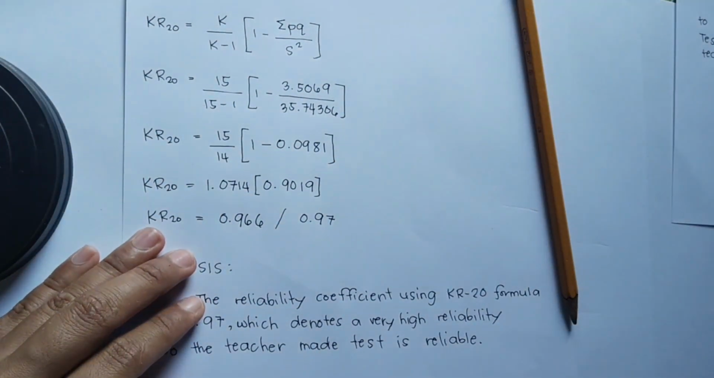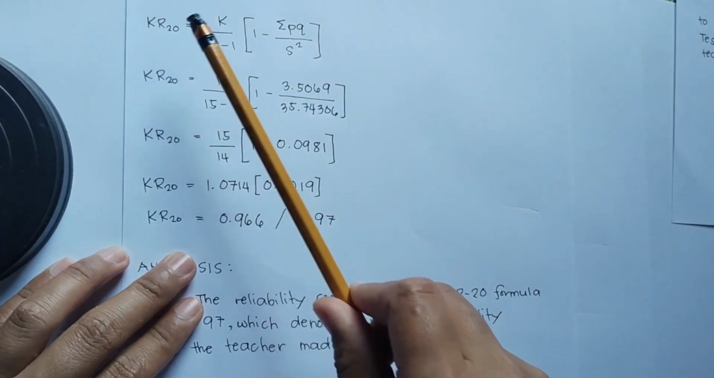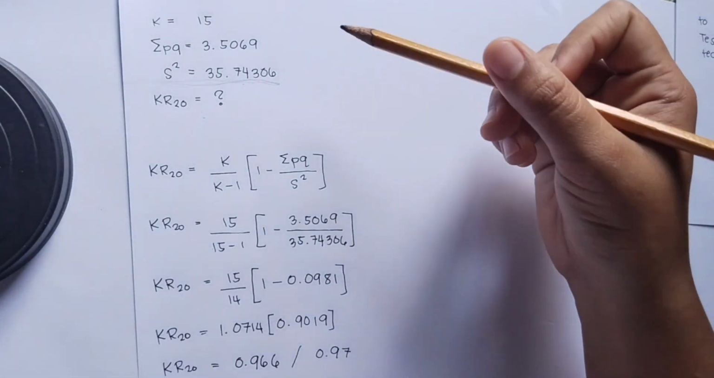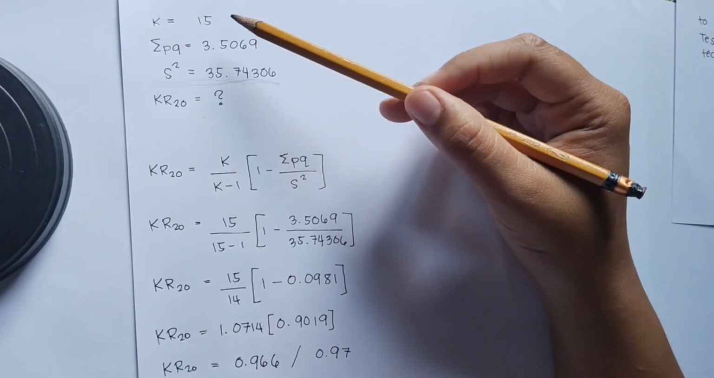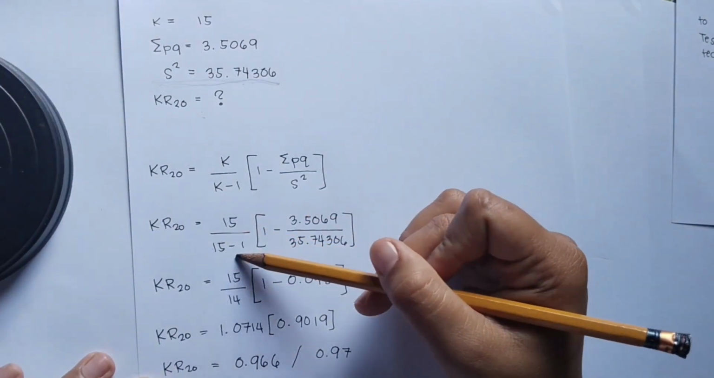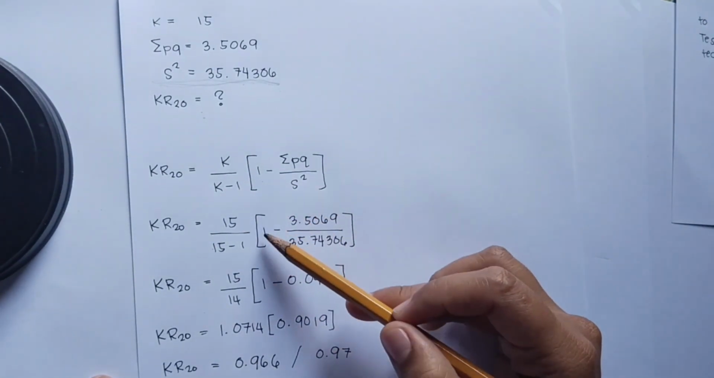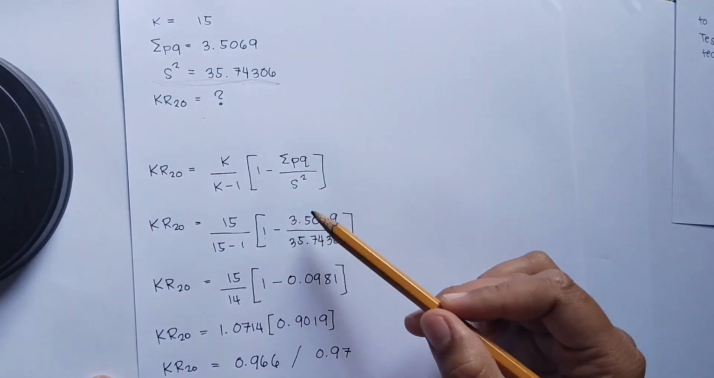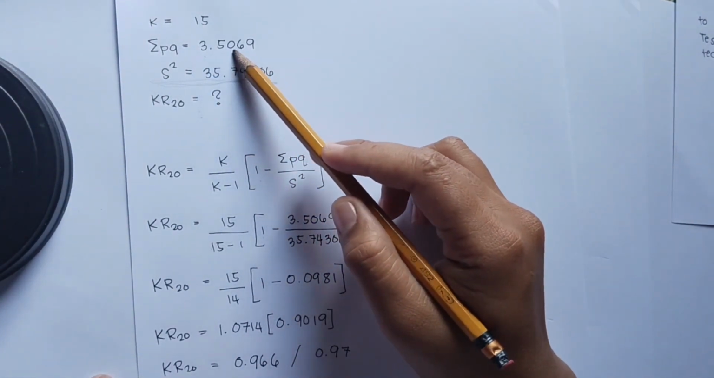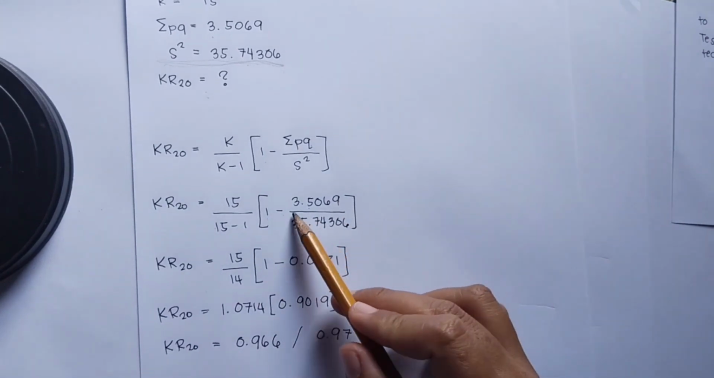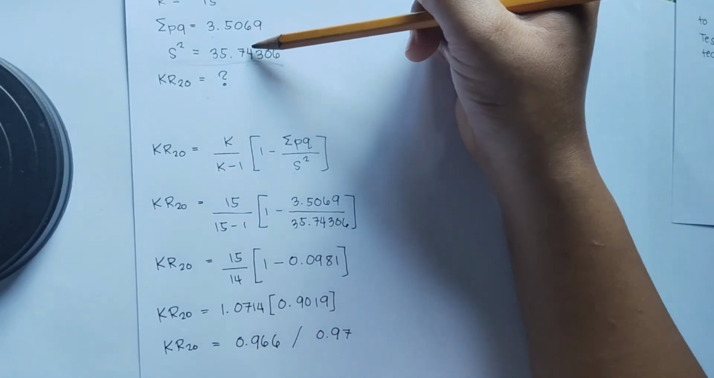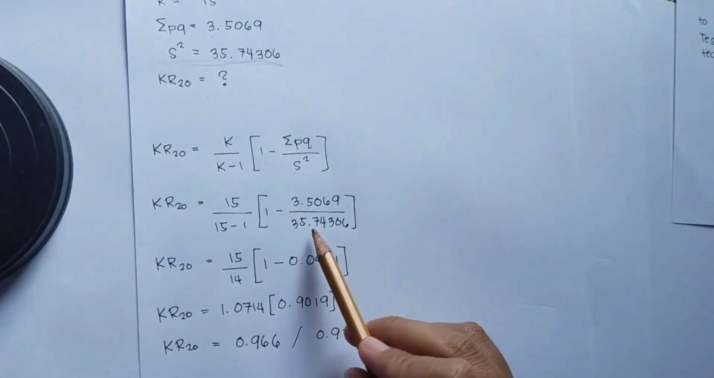So, ngayon naman, hahanapin naman natin si KR-21. So, ito yung formula natin. Isasub lang natin yung mga value nila. So, yung K na value is 15 over 15 minus 1. And then, copy the 1 here. So, 1 over 1 minus. So, yung summation of PQ is 3.5069. So, copy lang natin yon. And yung value naman ni variance, which is yung S squared, is 35.74306. Copy lang natin.